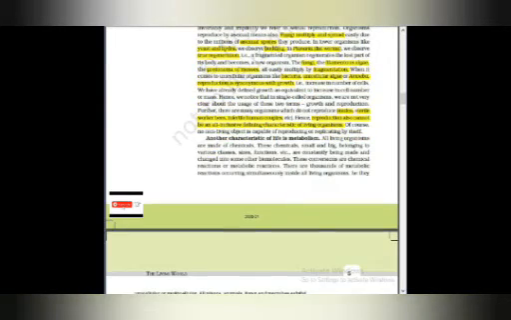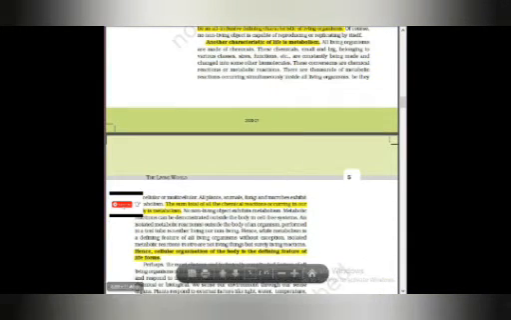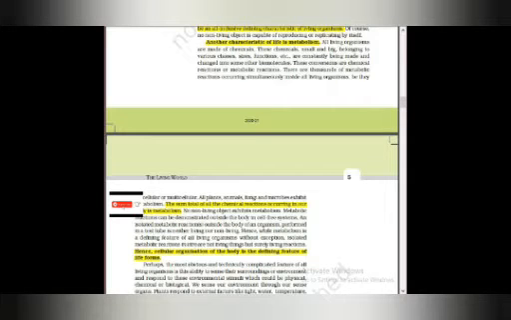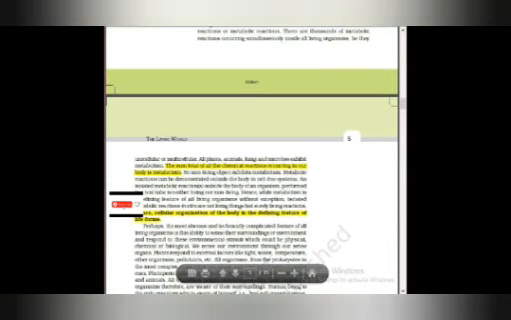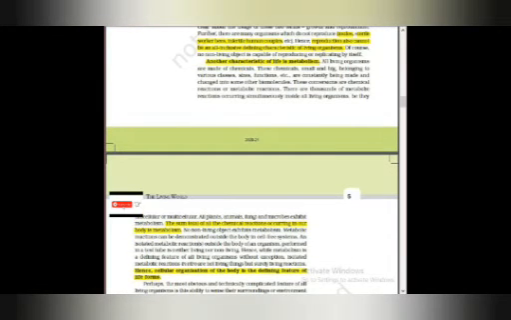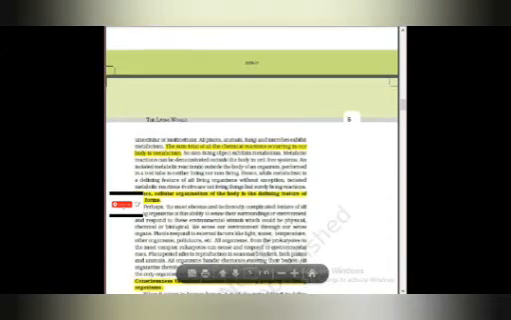Another characteristic that we will discuss is metabolism. In this paragraph, you should remember that the sum total of all chemical reactions occurring in our body is metabolism, and hence the cellular organization of the body is a defining feature of life forms. So metabolism is also an all-inclusive, defining characteristic of a living organism.